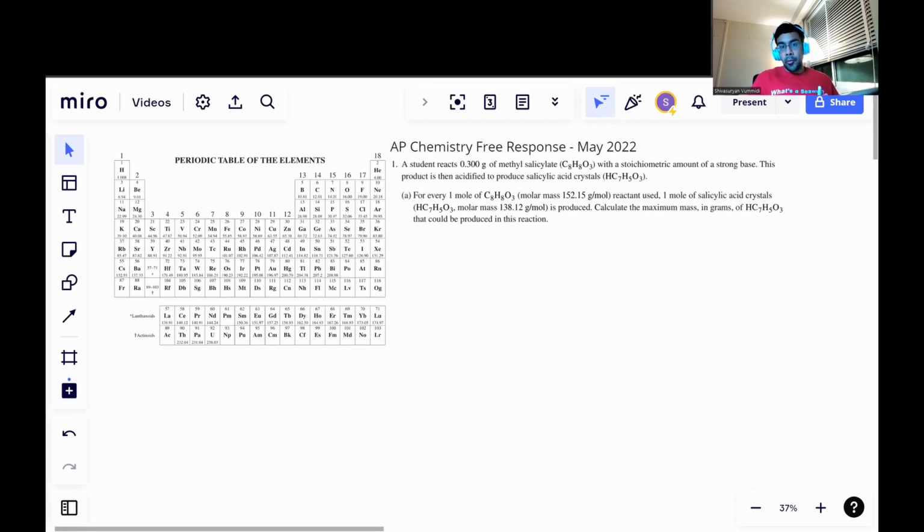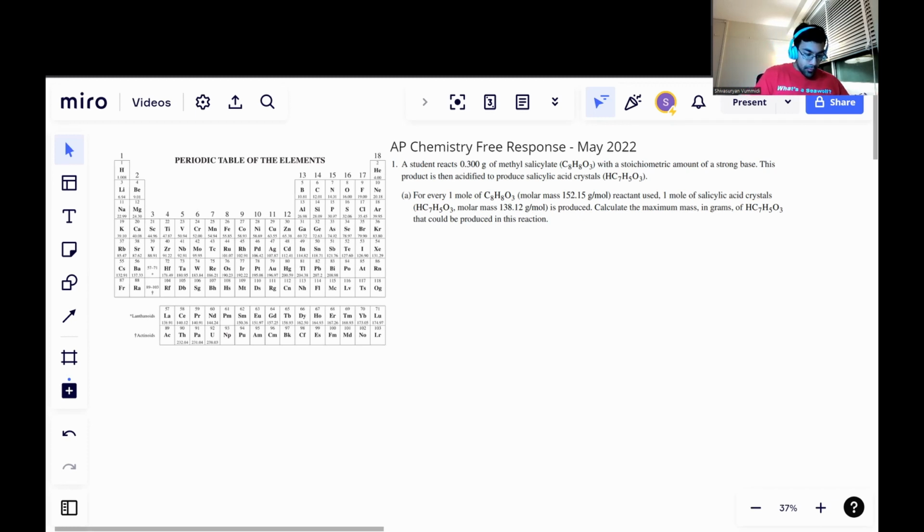A student reacts 0.3 grams of methyl salicylate with a stoichiometric amount of a strong base. This product is then acidified to produce salicylic acid crystals. For every mole of methyl salicylate with the molar mass given, 1 mole of salicylic acid crystals with the molar mass also given is produced. Calculate the maximum mass in grams of the salicylic acid crystals that can be produced in this reaction.